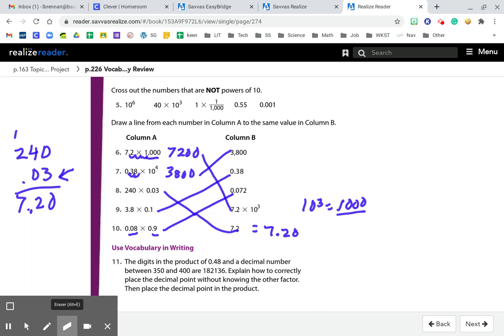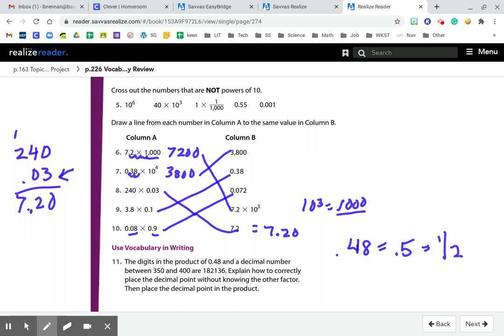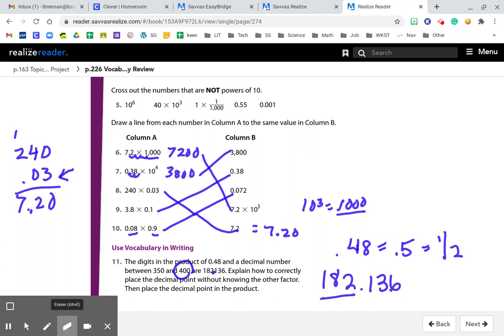So we can use compatible numbers to help us do this one, and that might help you out. And we can figure out that 48 times, if we take a look at what's here, so 0.48 is close to 0.5, which is about a half. So a half of 350 or a half of 400, what's a half of 400? You could probably do that in your head. It's going to be 200. That tells us our decimal is going to go after the 2, because 182 is close to 200.